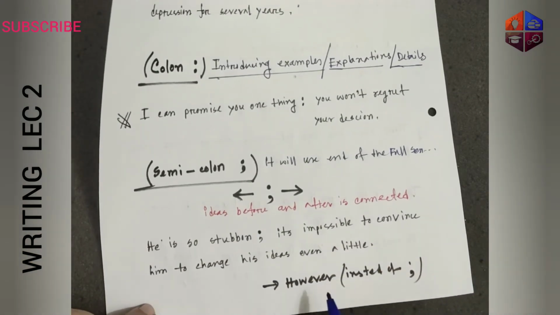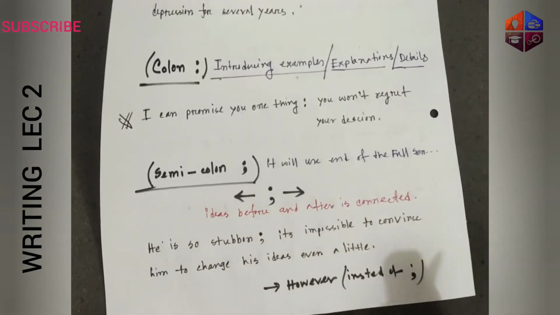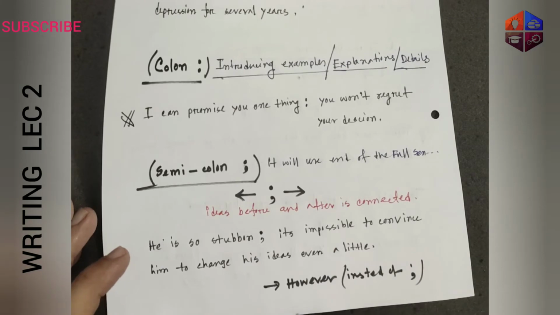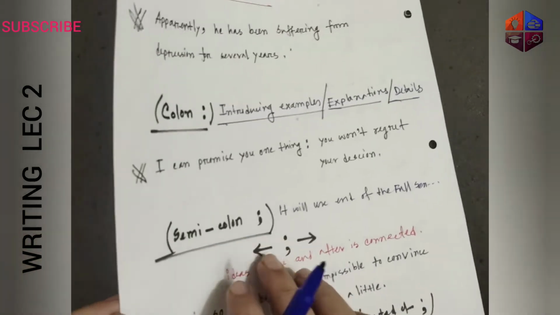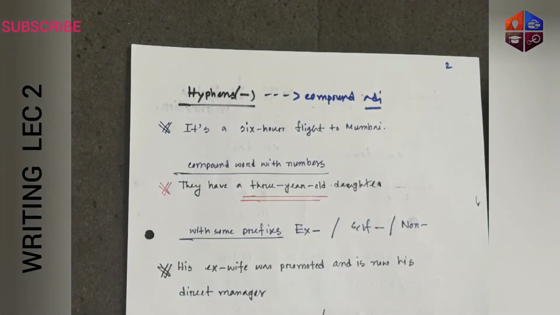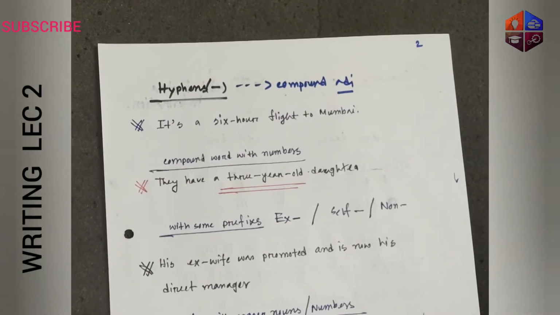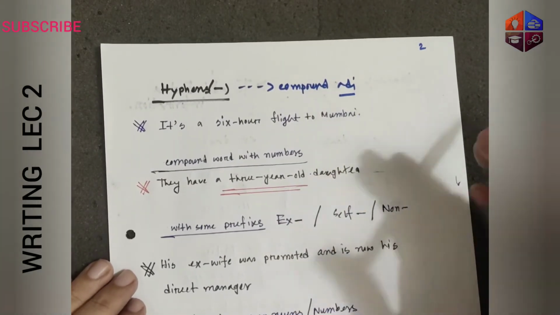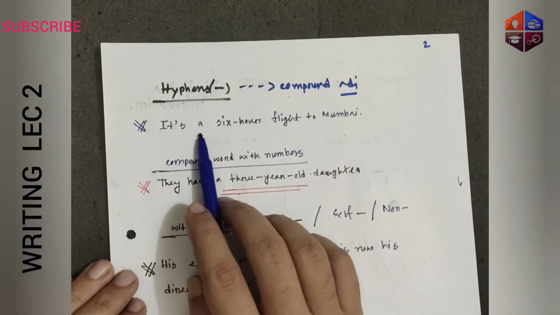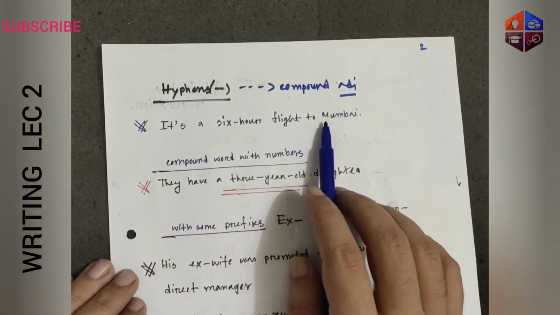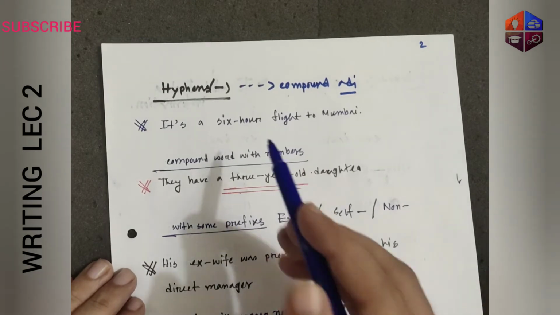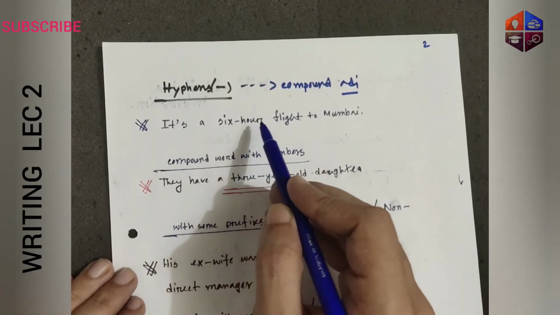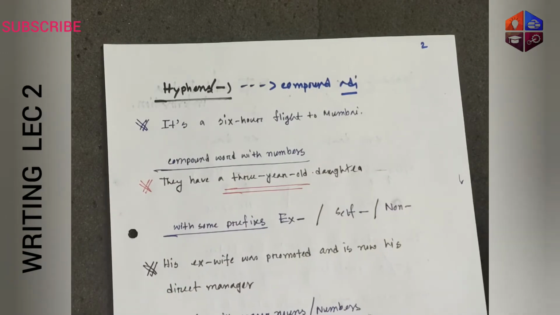You can use the linkers in this semicolon instead of these semicolon marks. However, the final meaning will be the same. Now, hyphens are normally used in compound adjectives, like "it's a 6-hour flight to Mumbai." Here, 6-hour is used as a compound adjective.